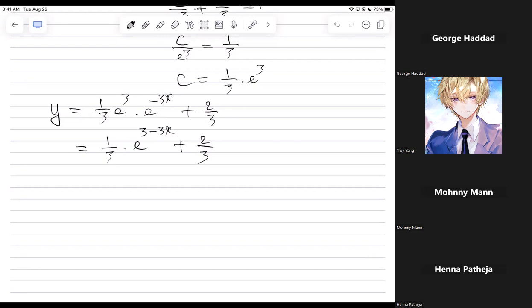So I have a question. If s goes to infinity, what is y? Based on the equation right here, if s goes to infinity, what is y?